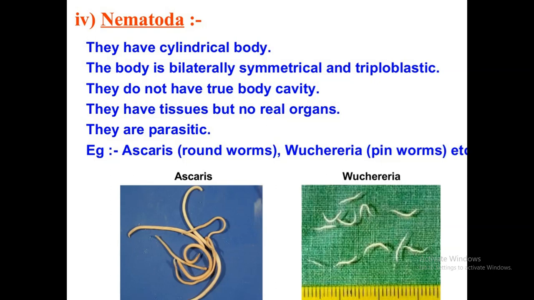They are parasites. We saw that in platyhelminthes there were two conditions available, either they can be parasitic or free living, but nematodes are all parasitic only. The examples of nematoda are Ascaris, also called roundworms, and Wuchereria, also called pinworms.